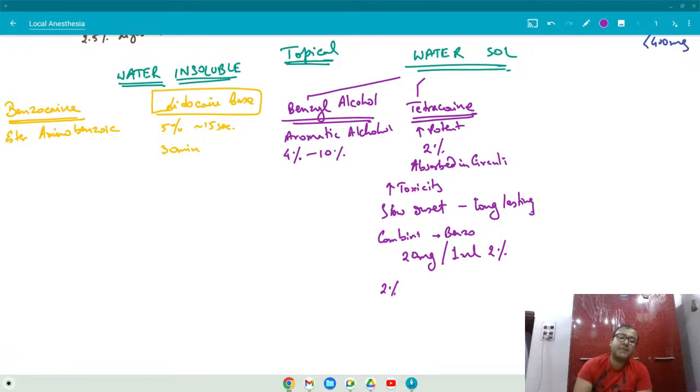So tetracaine plus benzocaine, we will be using it. That combination we will be using maximum 20 milligram. So how will you use it in that way? It is a complete mixture which comes up. You cannot separate it.